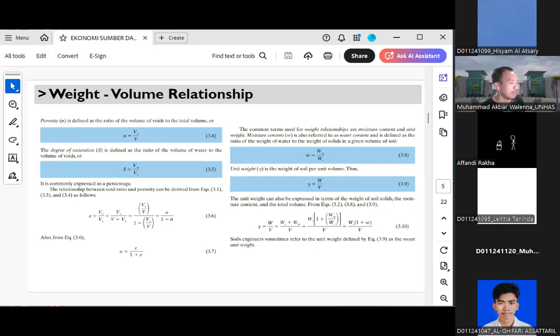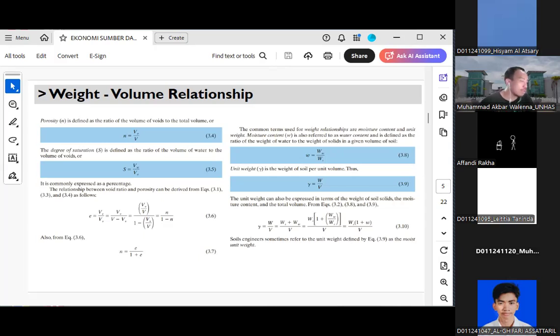So that's why we multiply the weight of solids by (1 plus the water content), and divide it by volume. Then you get the unit weight of the soil, because that is what it represents: not the ratio, but the amount of weight of soil per the volume that the soil occupies.